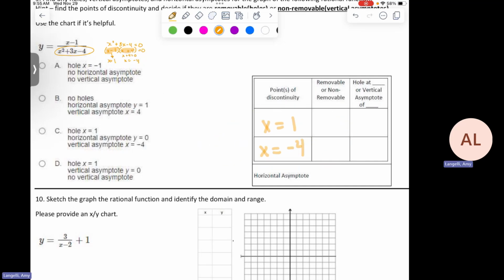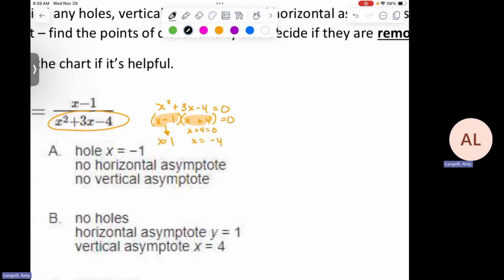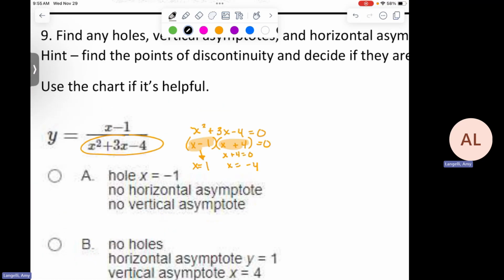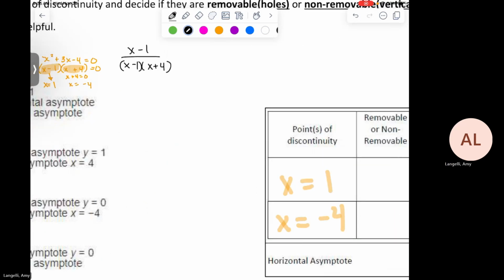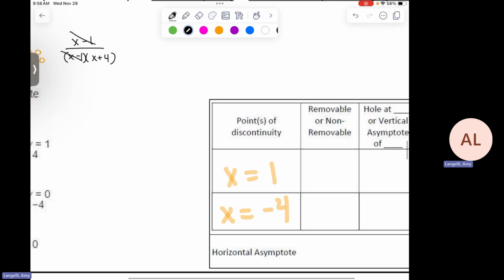We need to look at the numerator. The numerator was x minus 1. I need to rewrite this. X minus 1, x minus 1, x plus 4. There it is in factored form. Which one cancels? X minus 1. See, you're already on your way to being successful in Chapter 8, Section 4, because that's all Chapter 8, Section 4 is. It's just factoring and canceling, factoring and canceling. Factoring is a super important part of the rest of Chapter 8.